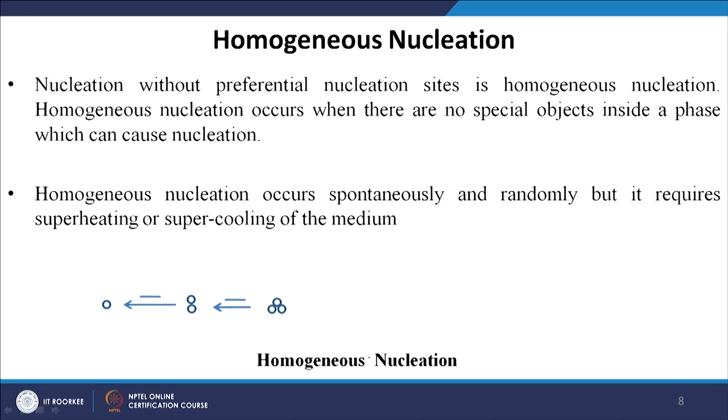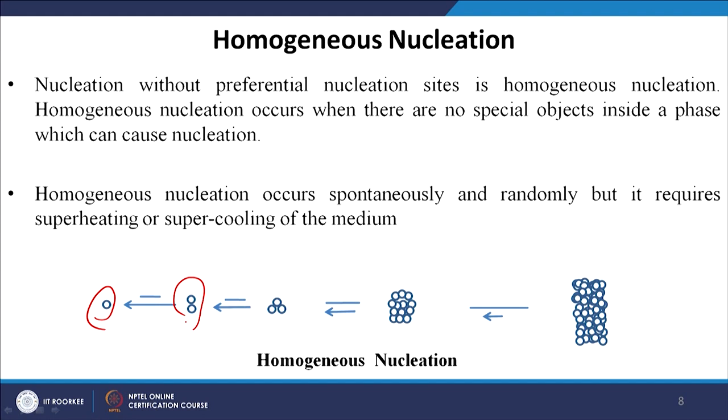So, we have 1 molecule, from there we get 2, then we get 3. So, this is going spontaneously and randomly, and then we have made a cluster. Finally, we have a large crystal. So, starting from the 1, we get first 2, then 3, but when I come from 2 to 3, is there any preferential growth direction?